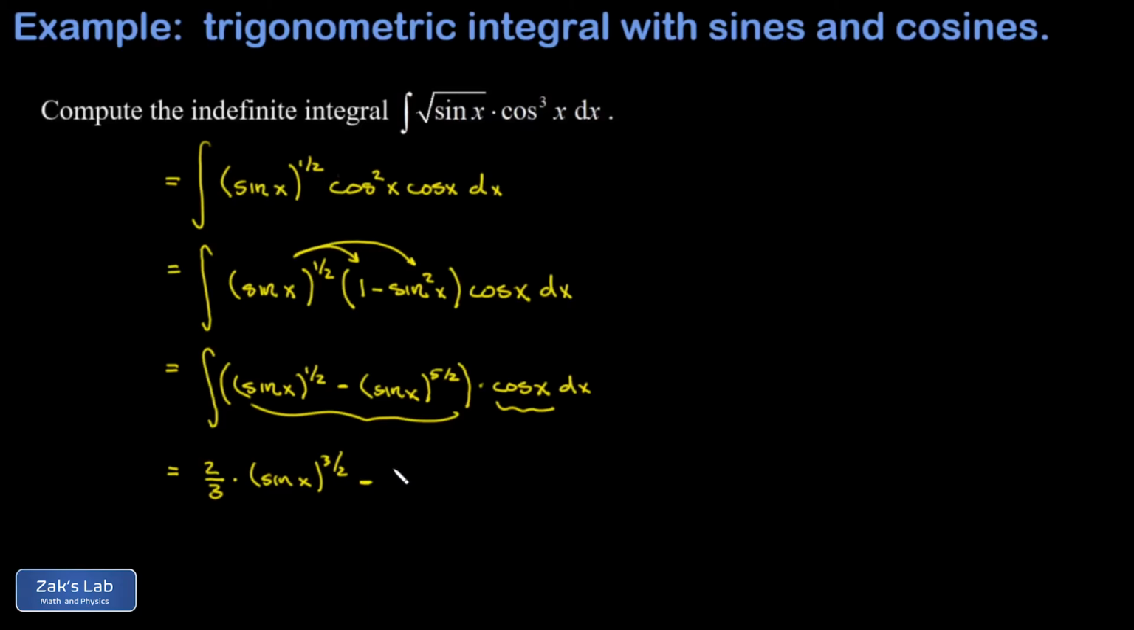The second one gives us sine x to the 7/2 divided by 7/2, or 2/7 times sine x to the 7/2. And it's an indefinite integral, and we throw in our plus C.